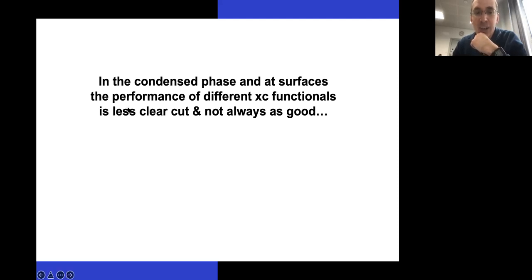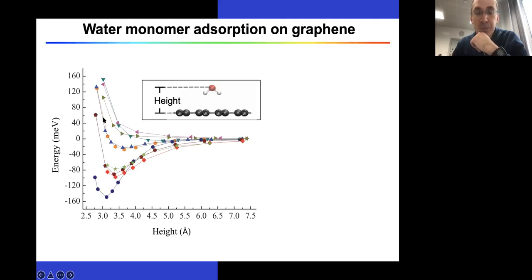And more concerning is that this performance is even less clear cut, and it's less clear cut because we're lacking good quality reference data. I'll talk about a few examples that illustrate this point. So here is a plot of the binding energy of a water molecule on a graphene sheet. This is a periodic calculation, we're just seeing a small segment, in a plane wave and supercell DFT code. And what we're plotting here is the binding energy as a function of the height of the molecule, in just this one configuration for now.